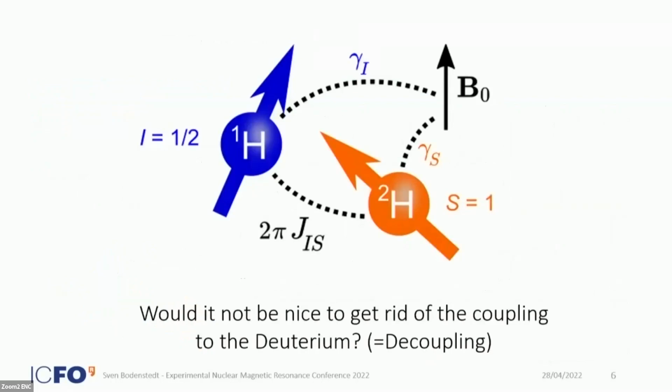So the question I would like to answer in this talk is: it would be quite nice to get rid of the coupling between the hydrogen and deuterium, like just getting rid of the J coupling term here, and how this could be done at ultra low fields.